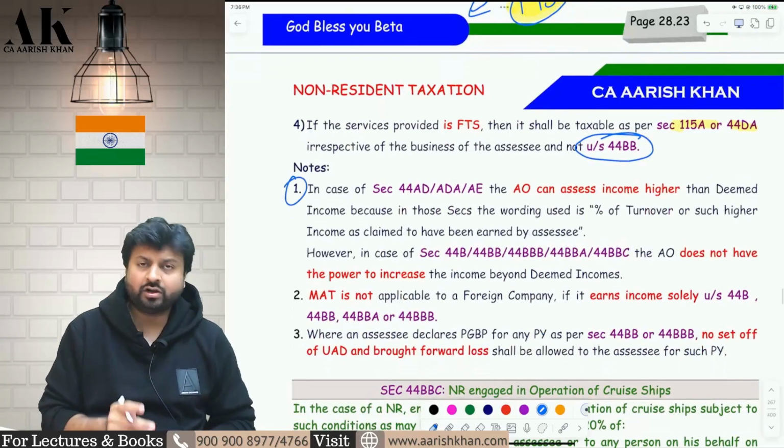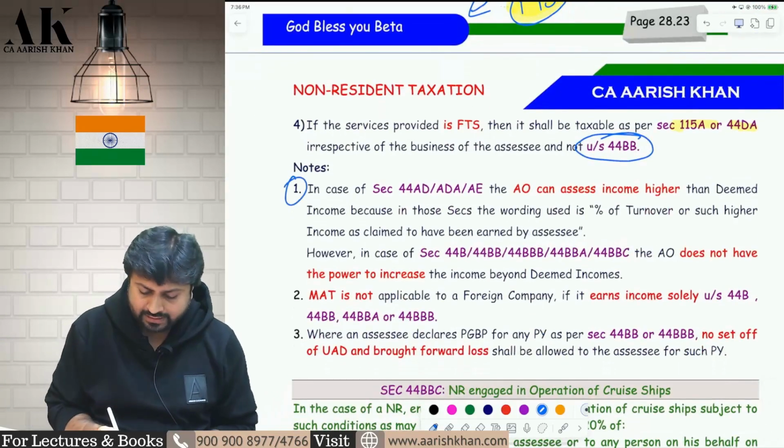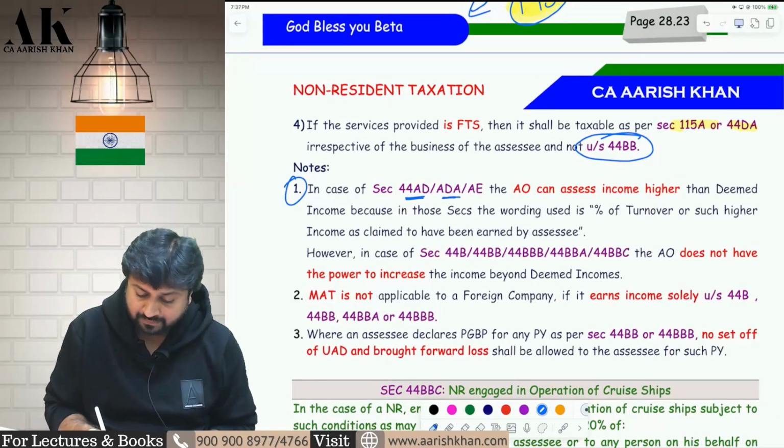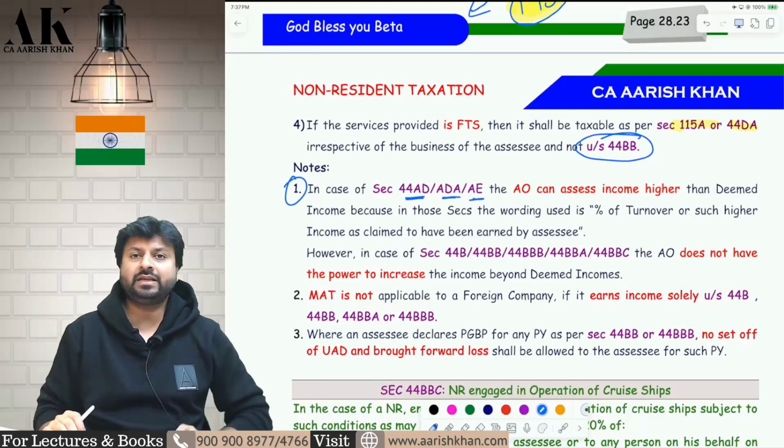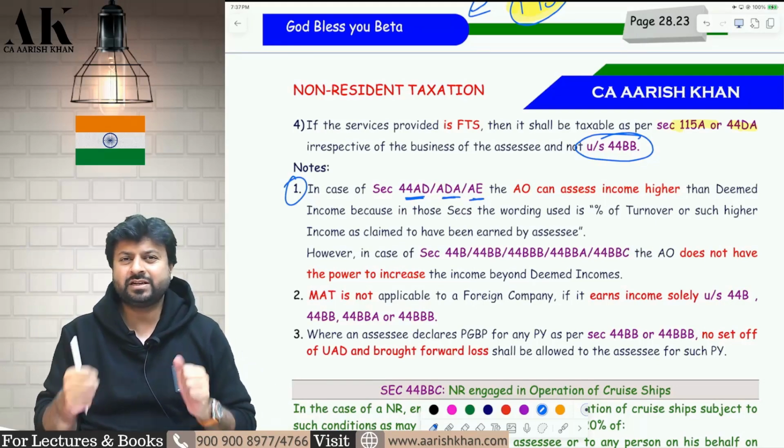Now, there are some general knowledge questions that we need to keep in mind. Under section 44AD, which we have done in PGBP, or 44ADA, which we have done in PGBP, or 44AE, which we have done in PGBP, that is presumptive income for business, profession and truck owner.